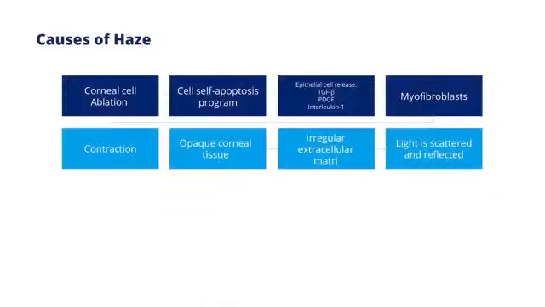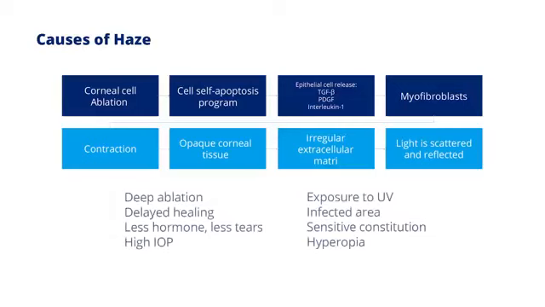The cause of haze is related to hyperplasia of myofibroblasts, which is related to deep ablation, delayed epithelial healing, less hormone or fewer tears in the menopause period of patients, high IOP, exposure to UV light, infected area, sensitive constitution like acne or rosacea, hyperopia, or high astigmatism.